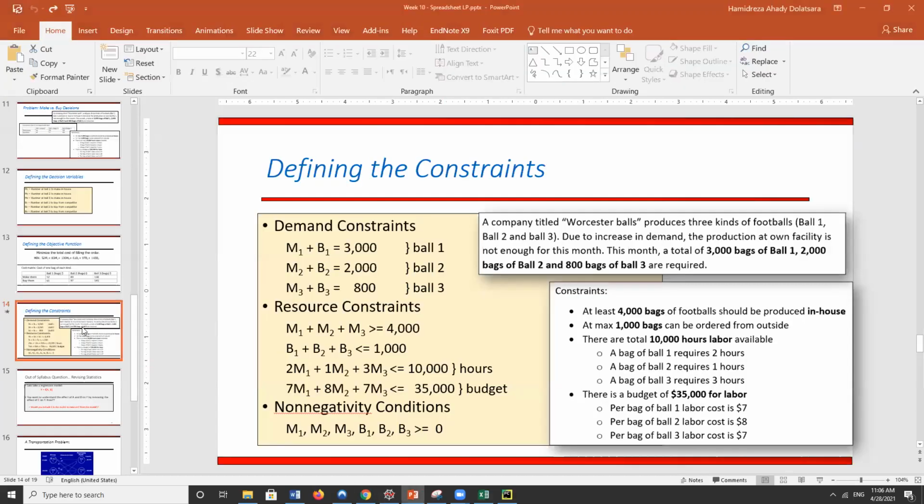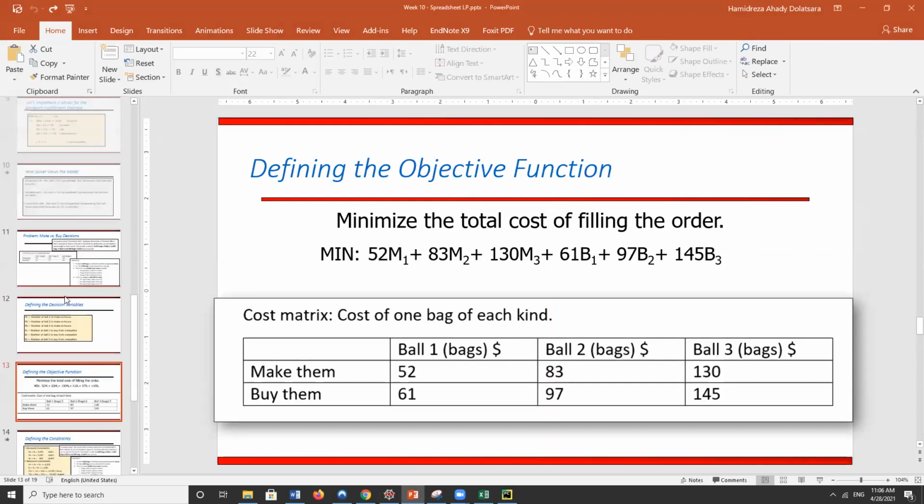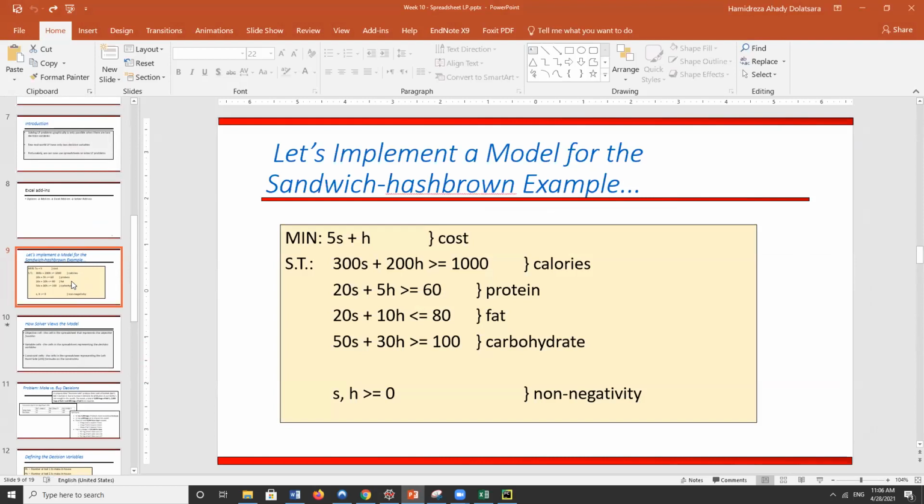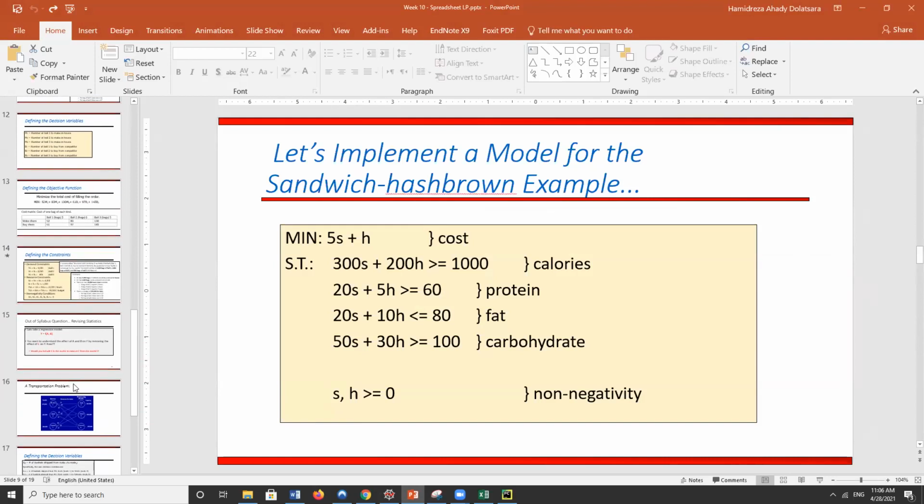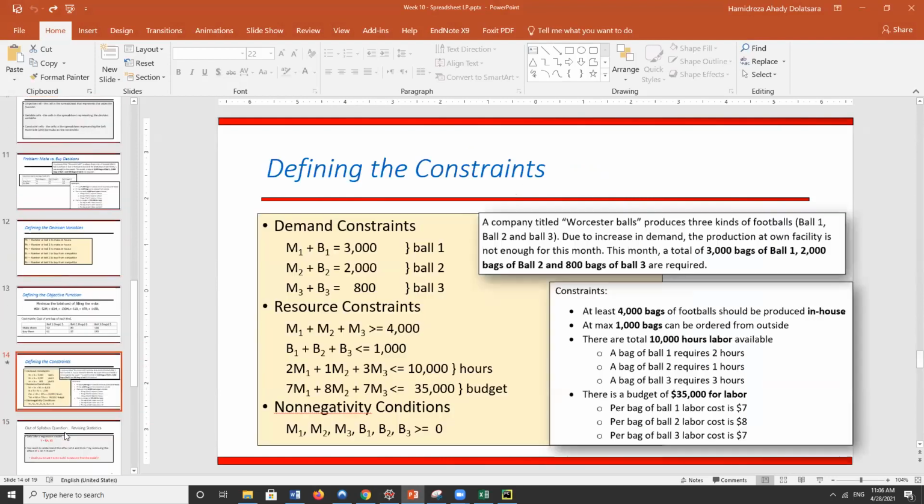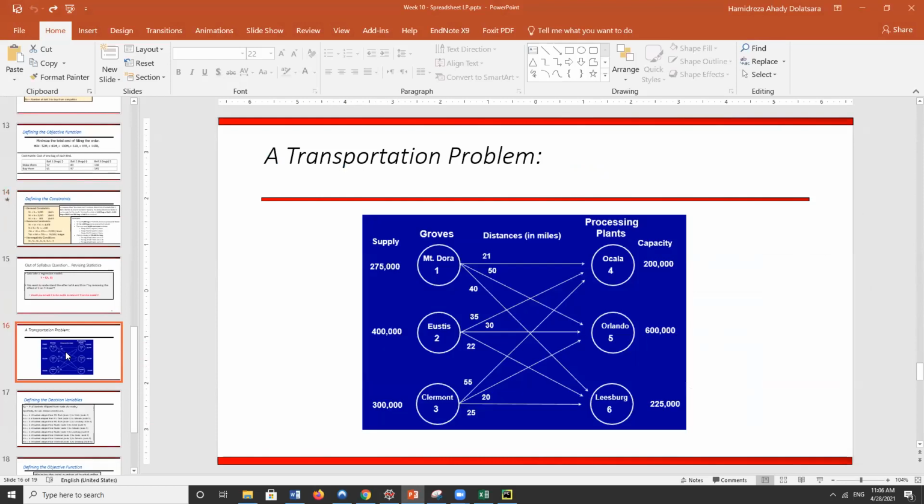Okay, so problem number 3. So far we have seen 2 types of problem. How to make a meal plan is like a composite problem. The second one, the make or buy problem. And the last one is a transportation problem. So we have 3 farms and 3 processing plants.